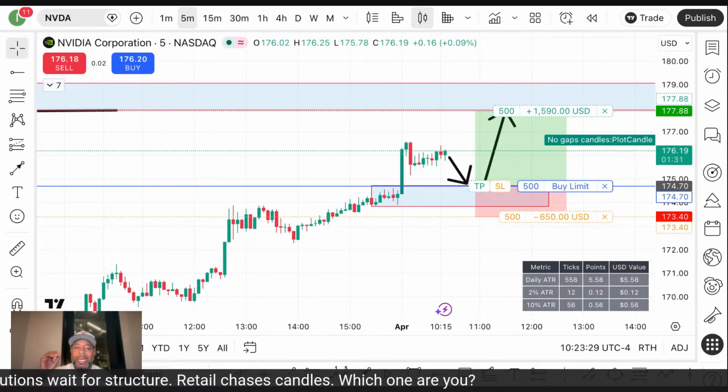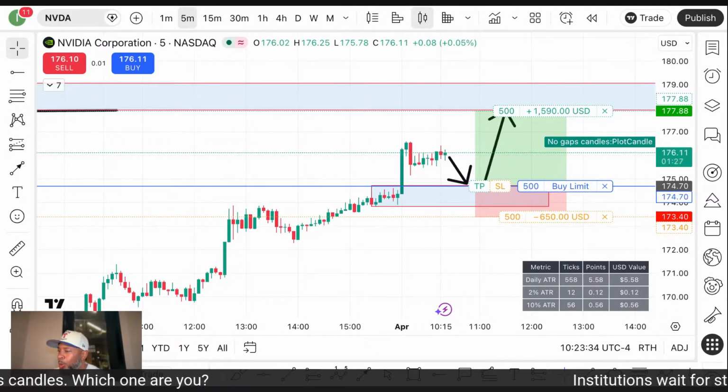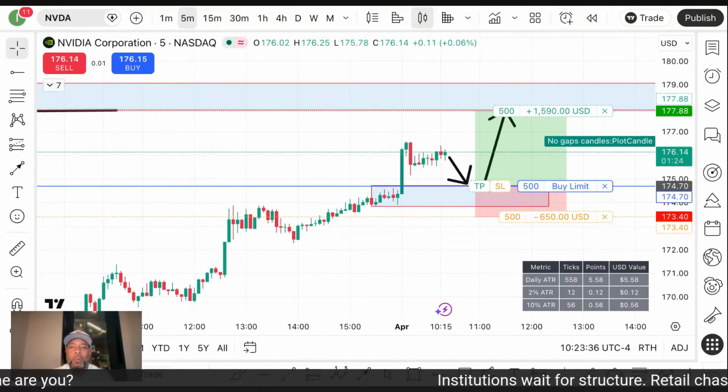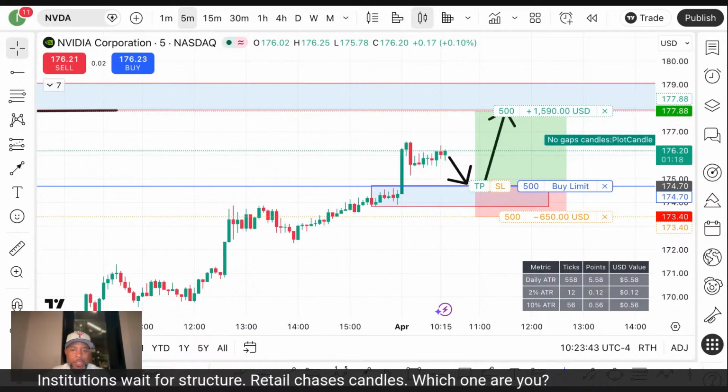We're waiting for institutional structure to take place. We're not chasing this. We want to get the pullback. If we can get the pullback, we can get into the trade. But here's the beautiful thing about it. We only get in the game if we can get some good pricing. You guys tracking with me?